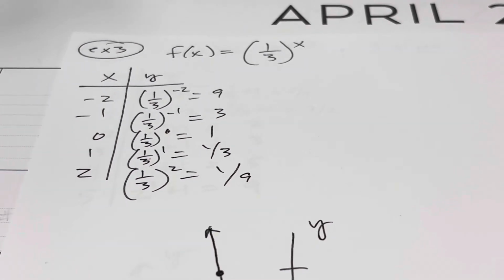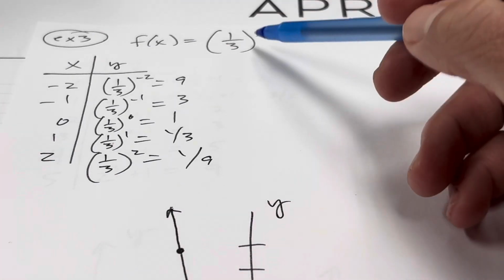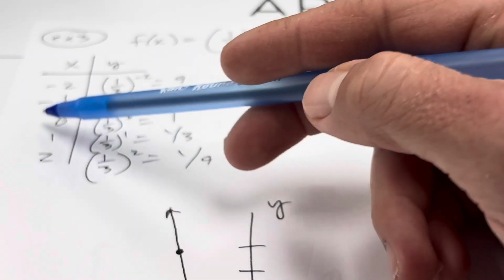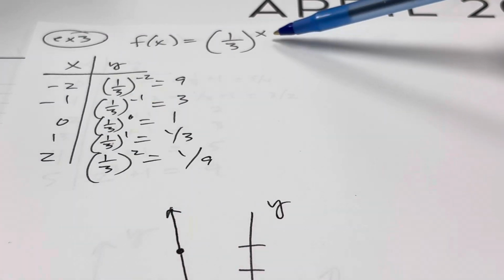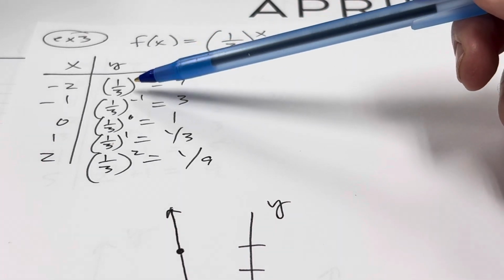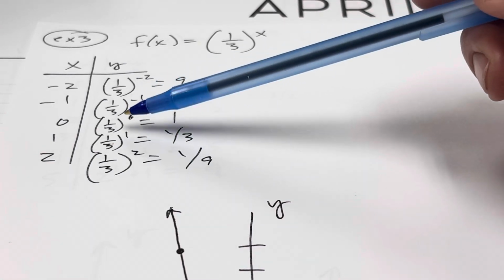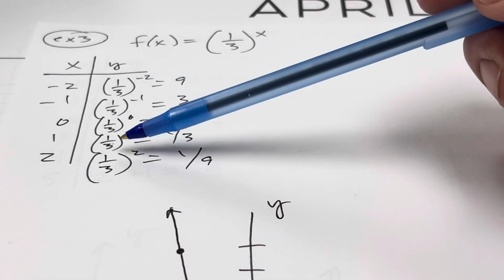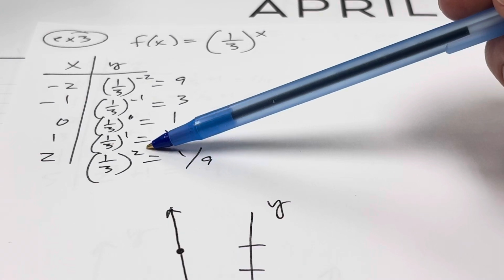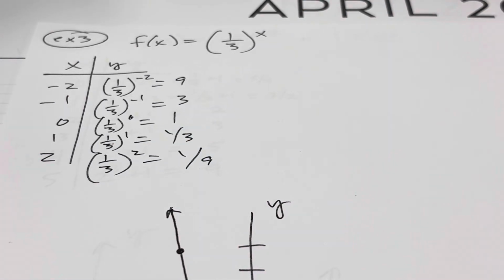We have 1/3 to the x. Again, it's called exponential because x is an exponent. So I'm going to plug -2 all the way to 2 in for x. 1/3 to the negative second is actually 9. 1/3 to the negative first is 3. 1/3 to the 0 is 1. 1/3 to the first is 1/3. 1/3 to the second is 1 squared over 3 squared, which is 1/9.